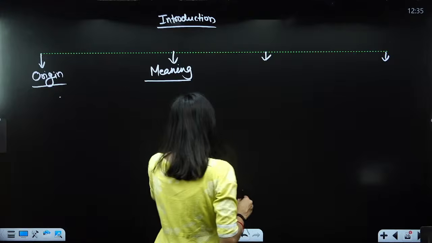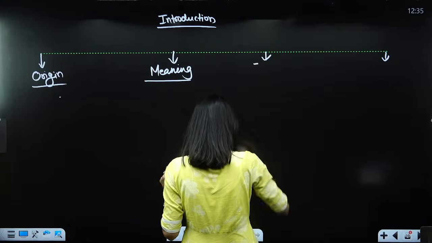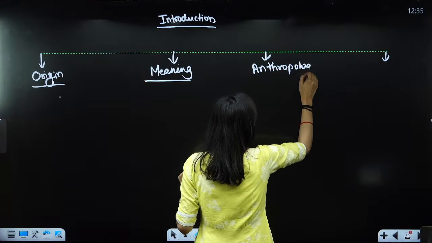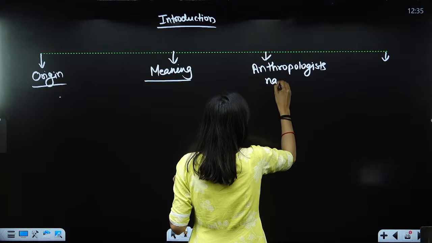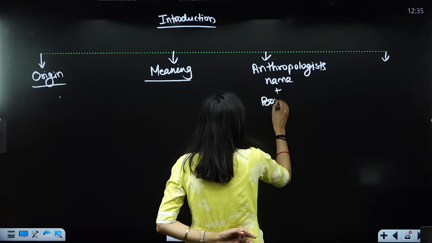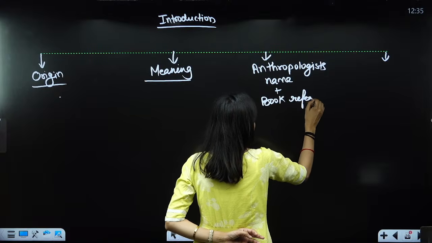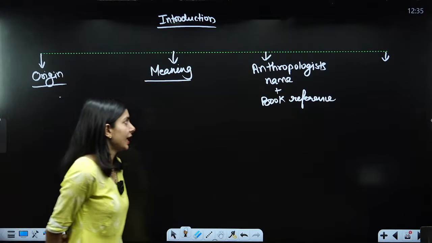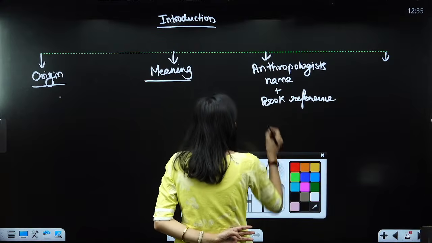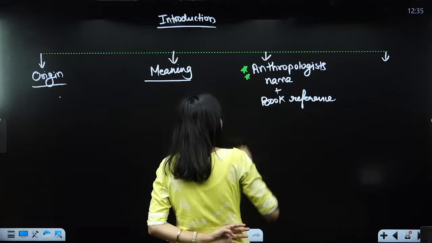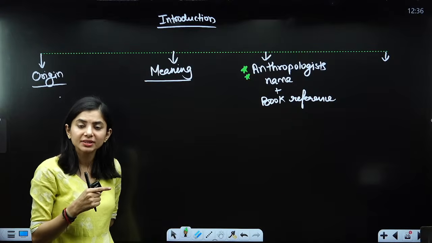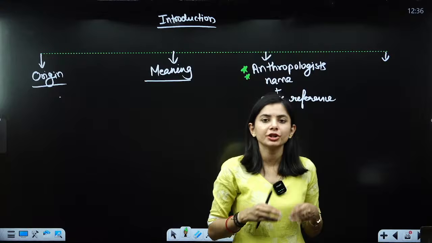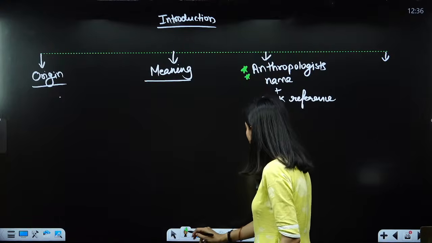Now after the meaning there is next term where we need to write down the name of anthropologist plus their book reference. So in this part what we are going to do is we can start with the anthropologist name and book reference, and I would say majority of the times use this. When I am saying majority of the times, preferably use this, but do not overdo this. Means it should not be like that in every single question you are using just this name. Okay, it should not be like that.